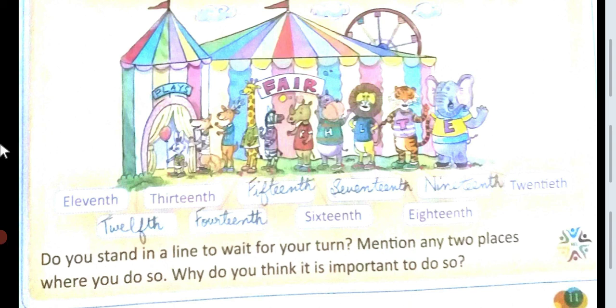So I think that you have understood this much, and in the next term we'll continue. We have completed up to page number 11. I can show you page number 11 we have completed. Please complete all these exercises in your book. The copy work will be sent by the teacher.